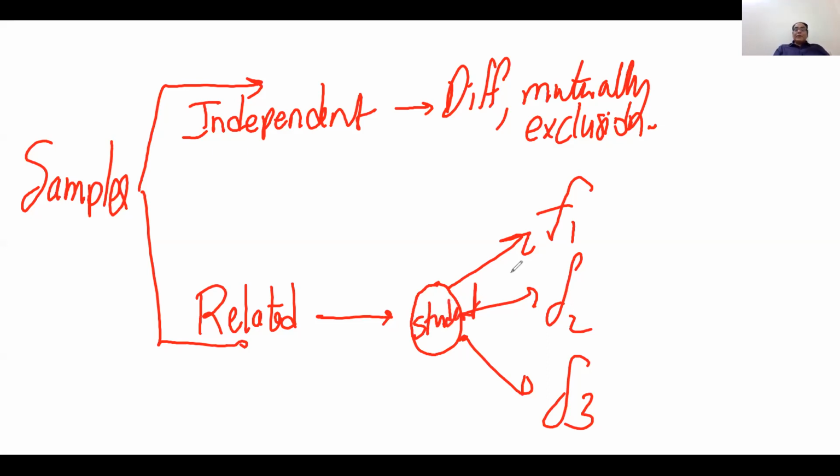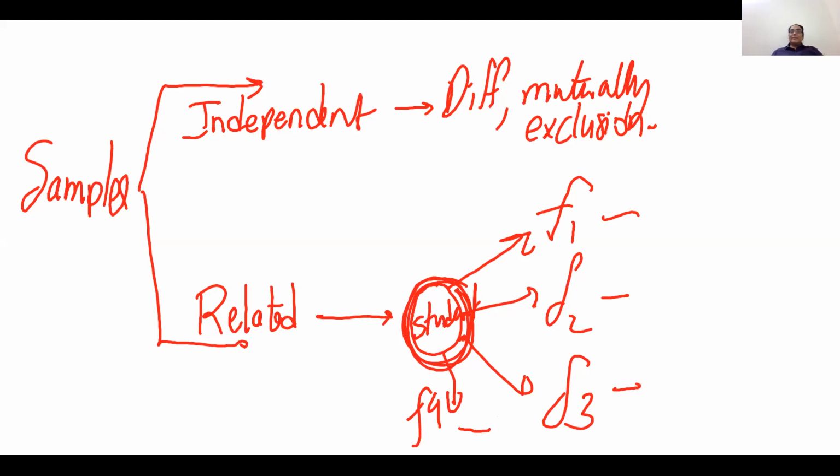Students are the same, so they are giving feedback to faculty 1, faculty 2, faculty 3, faculty 4, whatever faculty is teaching them. So this is an example of related samples. And if we want to check whether the perception of the same sample, the same people, for different attributes is different or not, so here we want to check whether the same group is having a different perception for the different attributes or not.